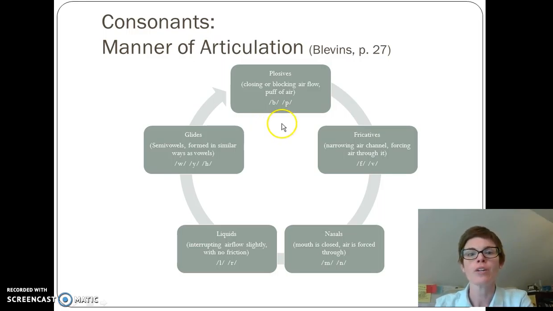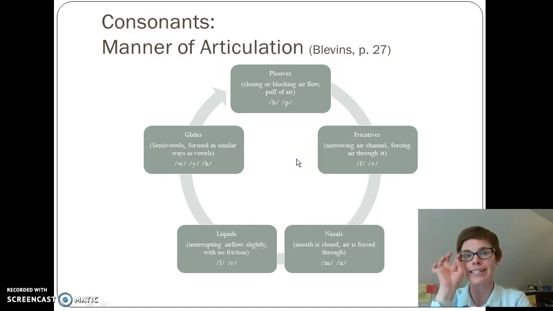We have something called plosives when we talk about consonants, and that's when you close or block the airflow and then there's a puff of air. So that would be b, b, b, or p, p, p. One of those was voiced and one of them was unvoiced, but both of them were plosives because there's a closing or blocking of airflow and then a puff of air that follows.